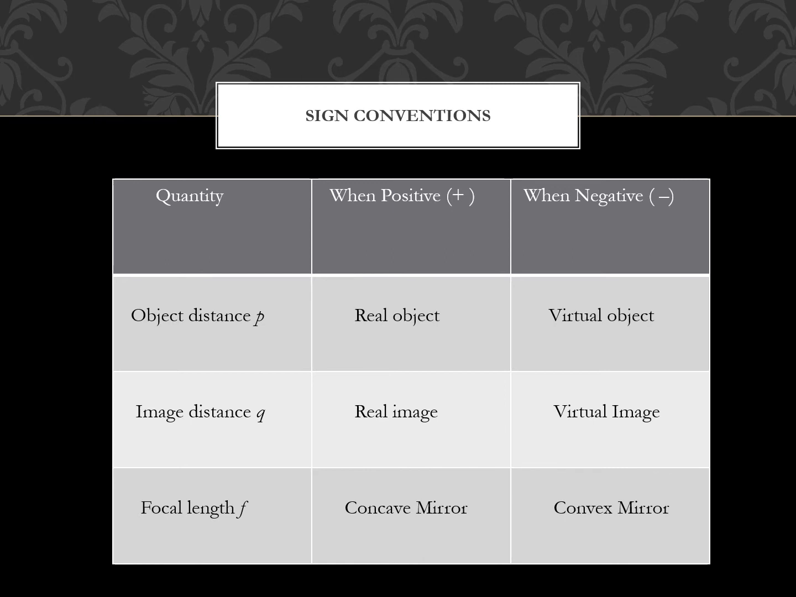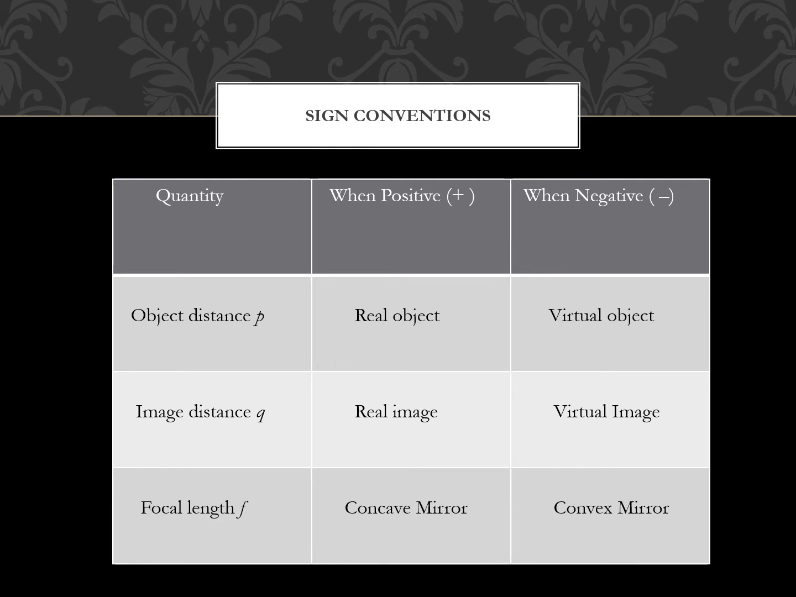Next is your image distance, that is q. The value of q is positive when the image is real, and the value of q is negative when it is virtual. Focal length is positive when you are using a concave mirror, and focal length is negative when you are using convex mirrors. Basically, the sign conventions are used for your numerical problems.